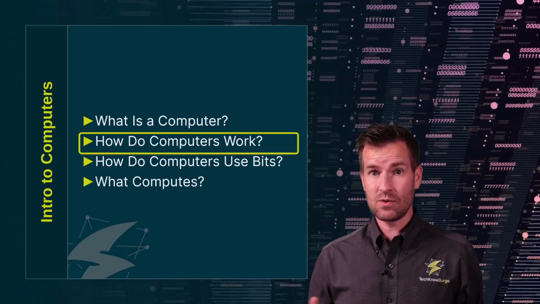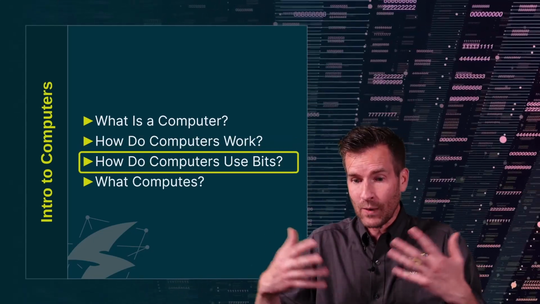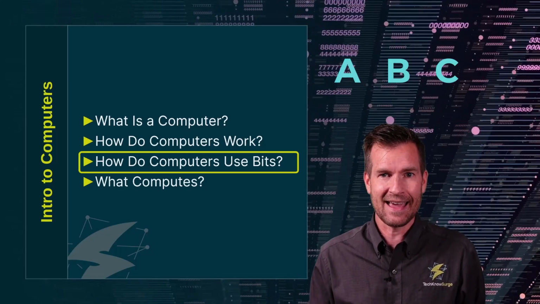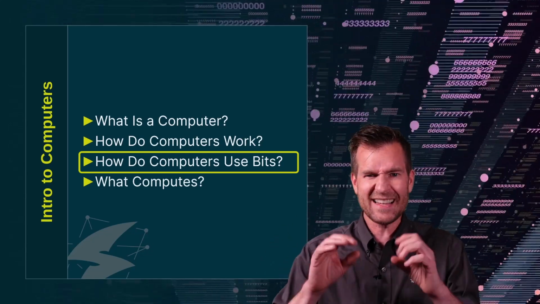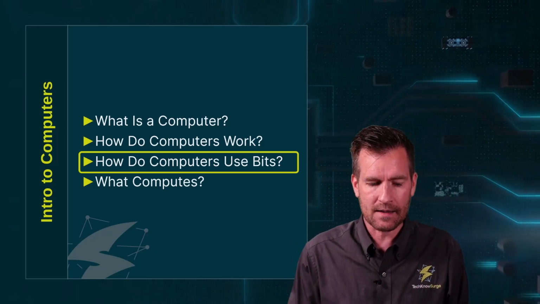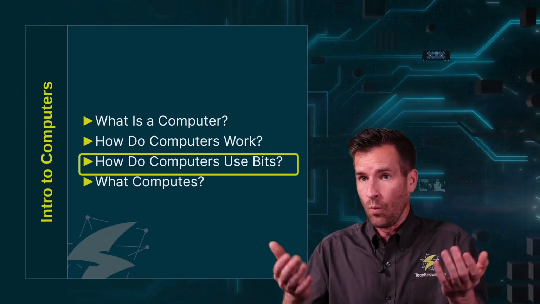And then we're going to get into the bits of computers. Bits represent different things. They represent characters like an A and a B and a C. They represent graphics. We transmit bits. We process bits. Well, how does that all happen on a computer? And then we'll get into what computes.